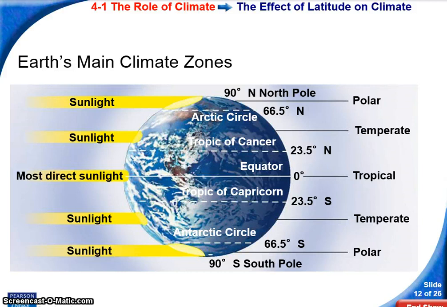And then you're going to get the coldest parts up at the North Pole and the South Pole, where the angle of the sun is the most severe of the angles. It's the least direct and the most severe. So those are going to be the coldest parts of the Earth.